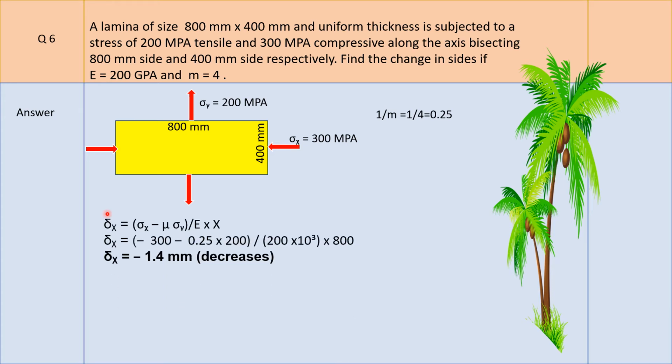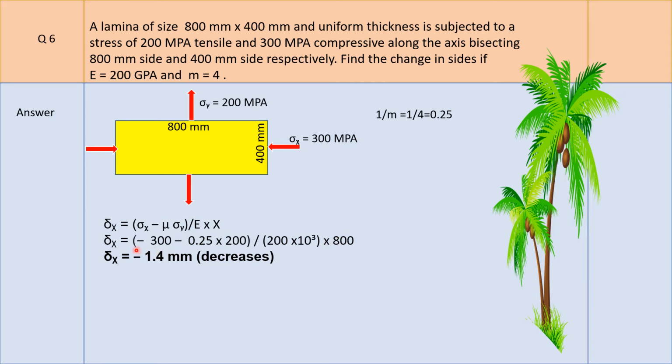So delta x will be (sigma x minus mu sigma y) divided by E into x. Here E I have taken common, substitute the values. Now sigma x is compressive, so it is minus: minus 300 minus 0.25 into, now sigma y of 200 is tensile, so plus 200, bracket close, divided by E. E is 200 GPa, that is 200 into 10 raised to 3, keep it in the bracket, this is E, and x is the horizontal dimension, that is 800, so into 800.